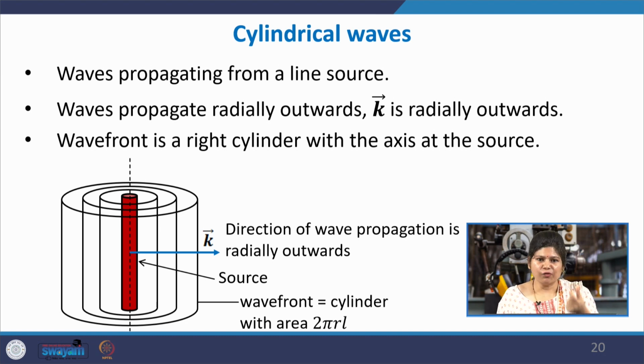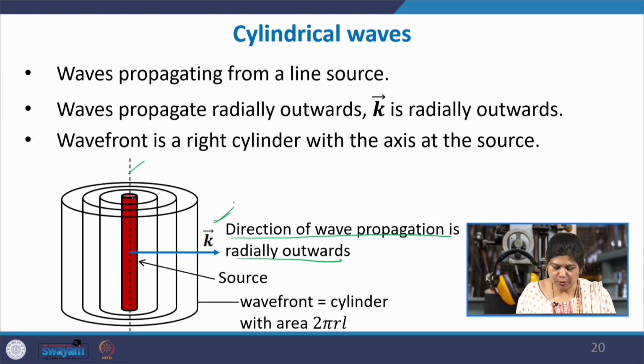Suppose you have got some kind of line source and it is vibrating uniformly, then you generate a cylindrical wave front. So, this is a line source, and the wave front at any distance would then become a right circular cylinder, and its axis would be the same as the axis of the source. Again the direction of the wave propagation is radially outwards from that source line, and the area of the wave front at any particular distance becomes the surface area of this cylinder, which is the circumference of the circle multiplied by the length of the source. So, it is 2 pi r L.